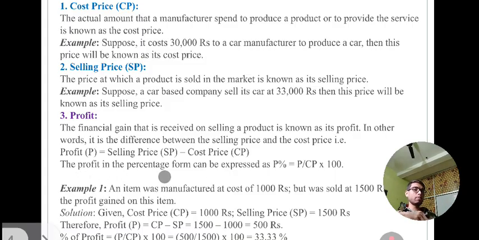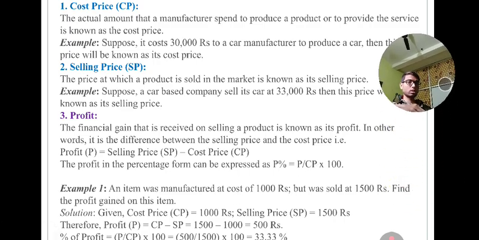The profit in percentage form can be expressed as profit percentage = P upon CP multiplied by 100. It means profit upon CP. Next we have an example: an item was manufactured at a cost of this much but was sold at this much. Find the profit gained on this item.